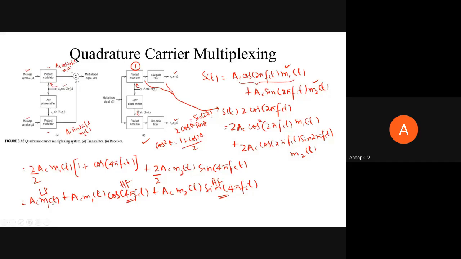So you just write it down and try to find out. We have a low frequency signal, and these are high frequency signals. So when it is passed through a LPF, these high frequency parts will be eliminated, and we have only the low frequency part. So in the upper arm, we are getting AC m1 of t, and similarly for the lower arm, you will get AC times m2 of t, without any contamination. Of course, there is a scaling of amplitude, but apart from that, no distortion.